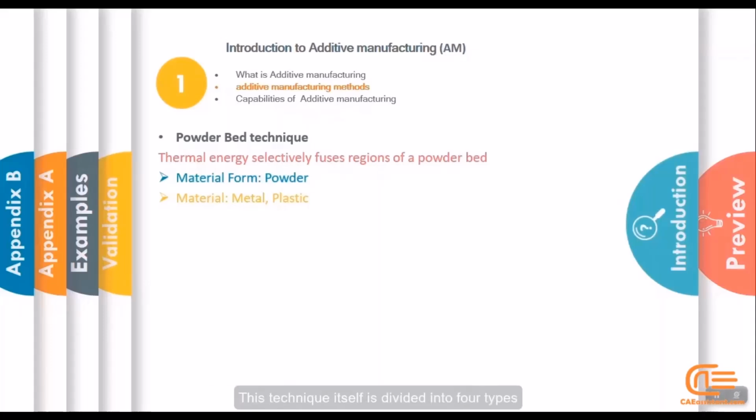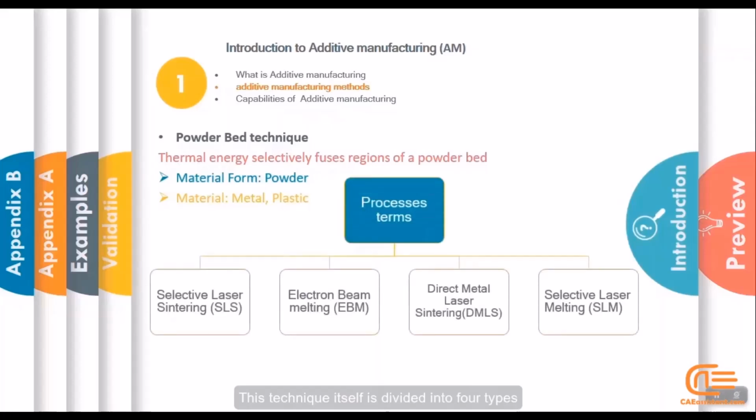This technique itself is divided into 4 types: selective laser sintering or SLS, electron beam melting EBM, direct metal laser sintering or DMLS, selective laser melting SLM.